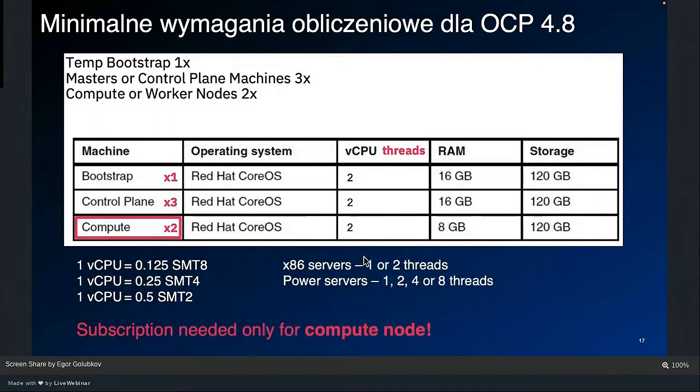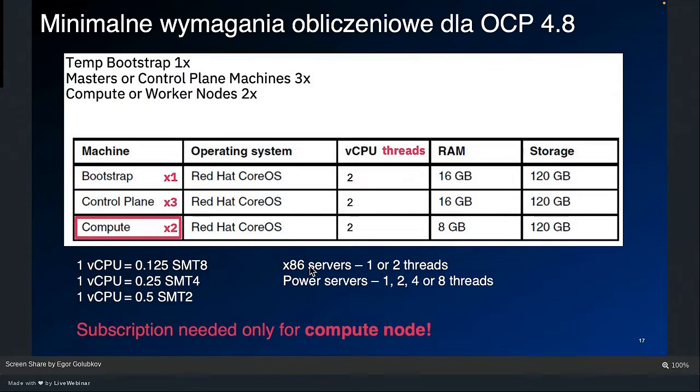And now, in x86 servers, you can have one or two threads at the same time, which means that if we need four threads for our compute nodes, then you need at least two cores. With Power servers, you can choose your core SMT 4 or SMT 8. So it's enough for you to have one core to run the two compute nodes. So one core for Power servers and two cores for x86 servers. This means that the more cores you have for your OpenShift, the more licenses you need.